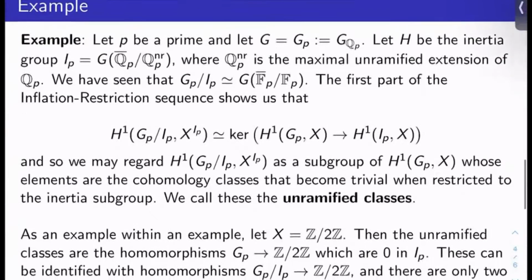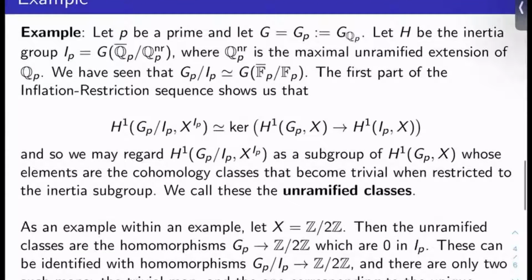Okay, so let's look at a quick example here. So let's let P be a prime and let's let G equal the local Galois group at P, so G sub Q_P. Let's let H be the inertia group I sub P, which is just the Galois group of Q_P bar over the maximal unramified extension of Q_P, which I'll call Q_P^NR. We've already seen long ago that G_P mod I_P is isomorphic to the Galois group of F_P bar over F_P.